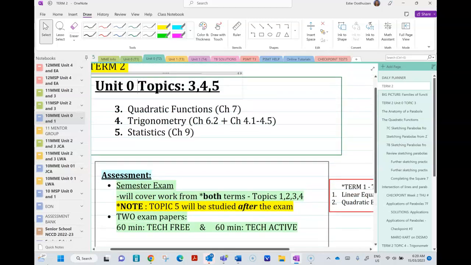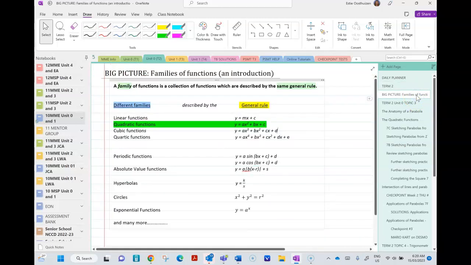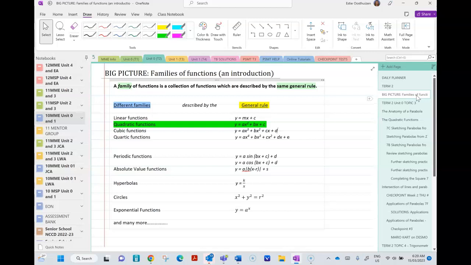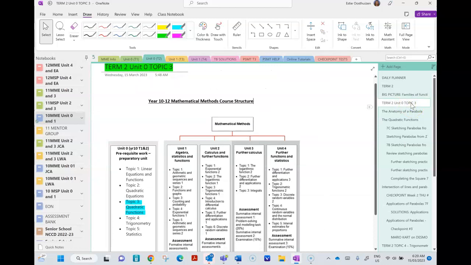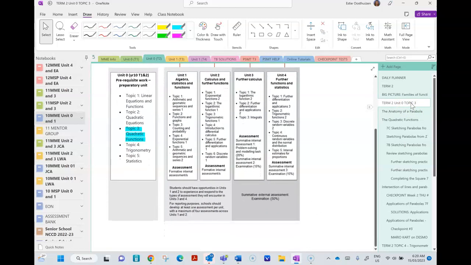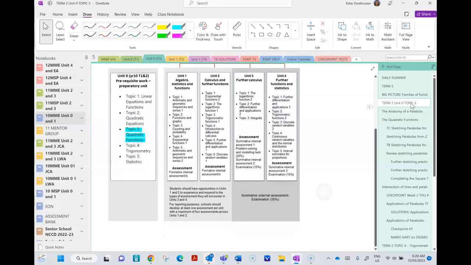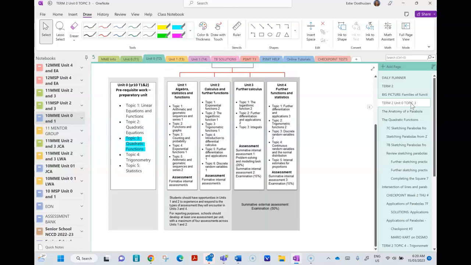So just take a moment to set up your theory book, please. Again, big picture, we're busy looking at the families of functions, and we are moving on to specifically looking at quadratic functions in more depth. So in your course structure that you have on the inside cover of your theory book, can you please go and highlight Topic 3, quadratic functions. And if you're still in the same book, you should have also highlighted Topic 1 and Topic 2.